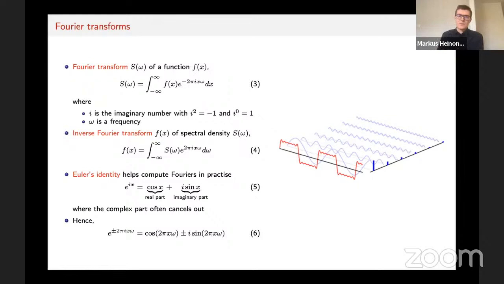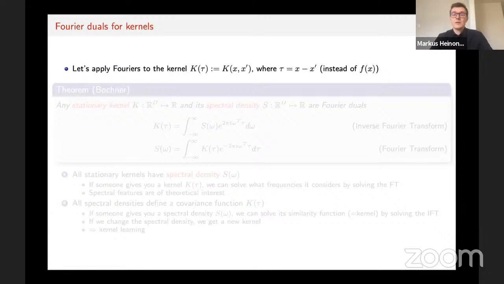And here we have only talked about Fourier of f of x, which has a single argument. So how do we apply Fourier to kernels? Well, a very simple approach is that any stationary kernel can be represented as a function of the distance between the two inputs instead of k(x, x prime). So this applies to all stationary kernels, for example, Gaussian kernel, Matérn kernel, and many others. Okay, so let's then do this.